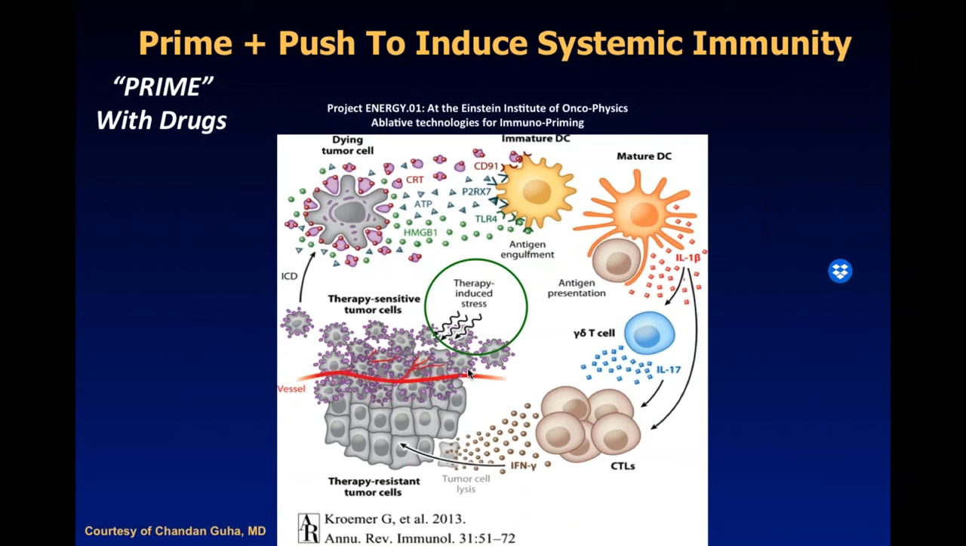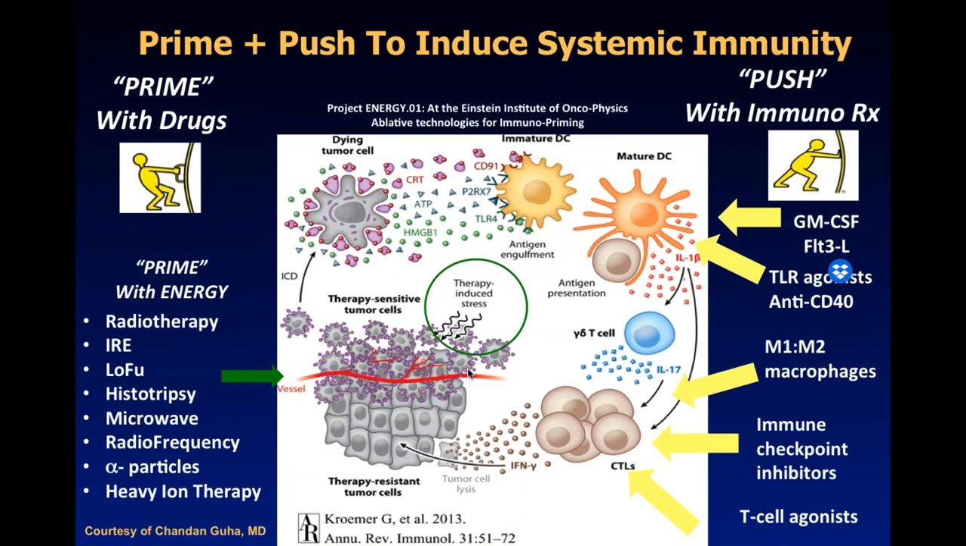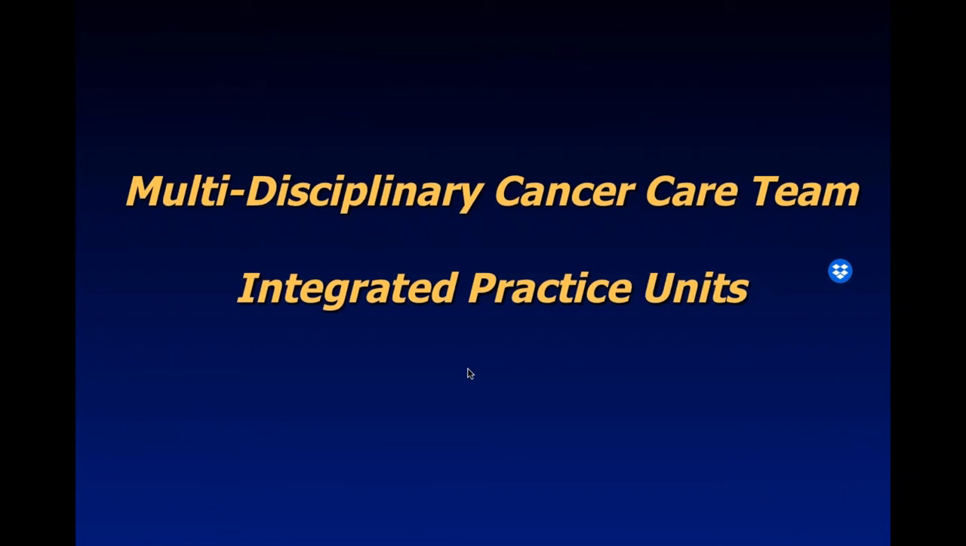So I think it's an exciting and wide open field where we can use brachytherapy as the prime for inducing systemic immunization. So here you're priming with energy. This could be the radiotherapy, and pushing with immunotherapy with immune checkpoint inhibitors or T cell agonists. These are all opportunities for clinical trial development utilized with brachytherapy, especially in high-risk patients as we start thinking about trimodality and incorporating androgen deprivation therapy and external beam.